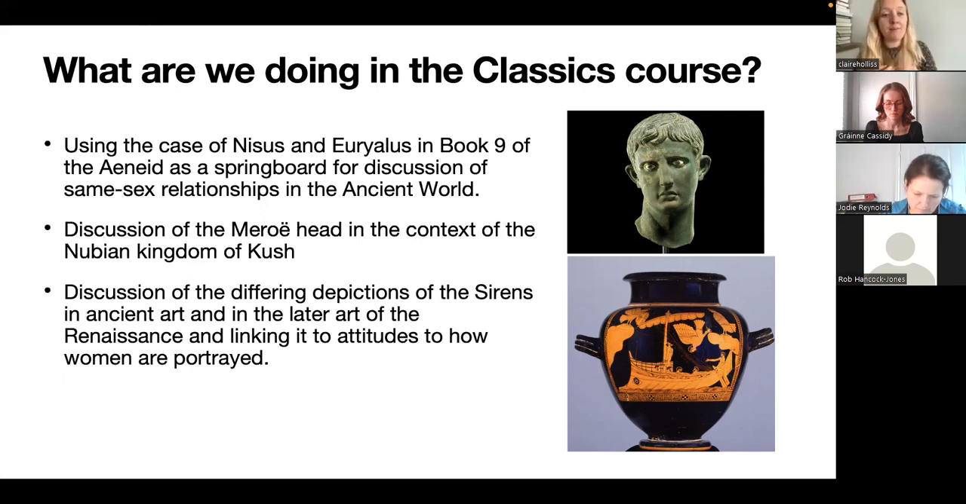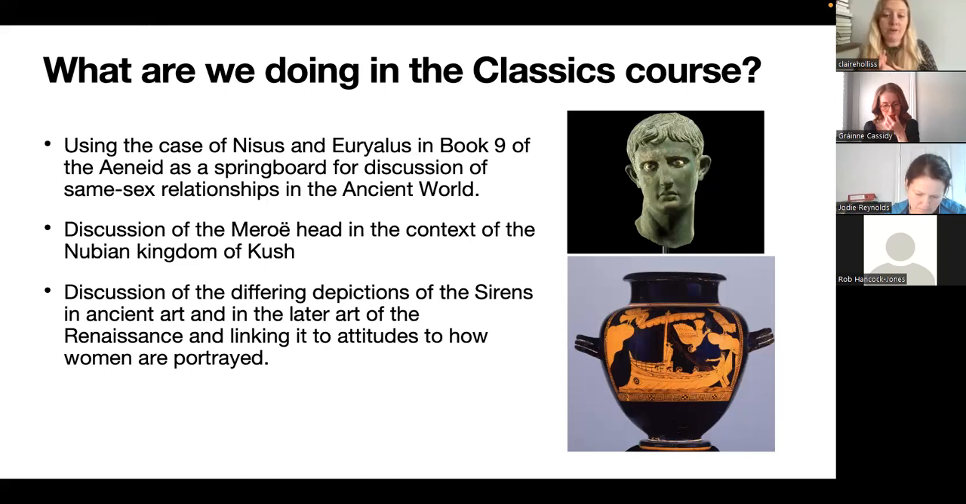This was something I observed Sarah doing when we went on a recent trip to the British Museum, looking at the Meroë Head, both as a piece of propaganda for Augustus, but also looking at its destruction and the role played by the Nubian kingdom of Kush, and what it tells us about relationships between the empire and other groups.